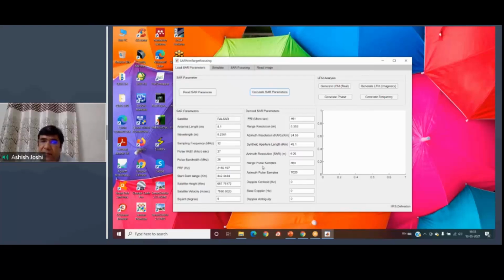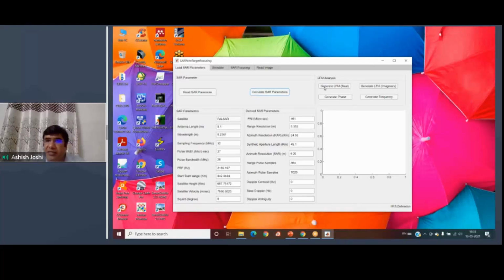The range per sample is given by the formula Fs into tau. The number of range samples is 864, which is Fs into tau. Fs is the sampling frequency, and the pulse width is tau. Azimuth per sample is given by this formulation. Since the squint is zero, the Doppler centroid is zero. Base Doppler is also zero, and Doppler ambiguity is also zero.